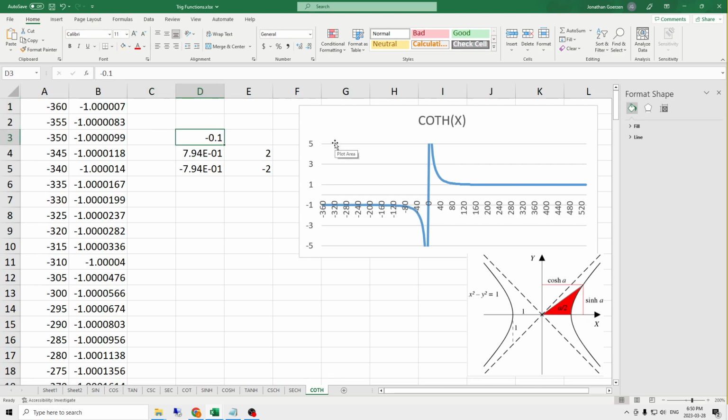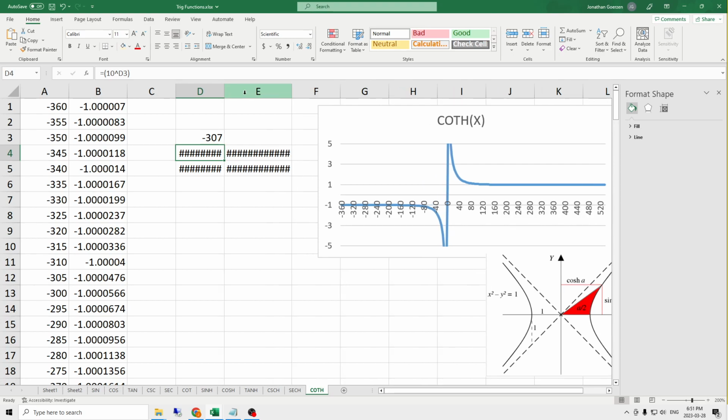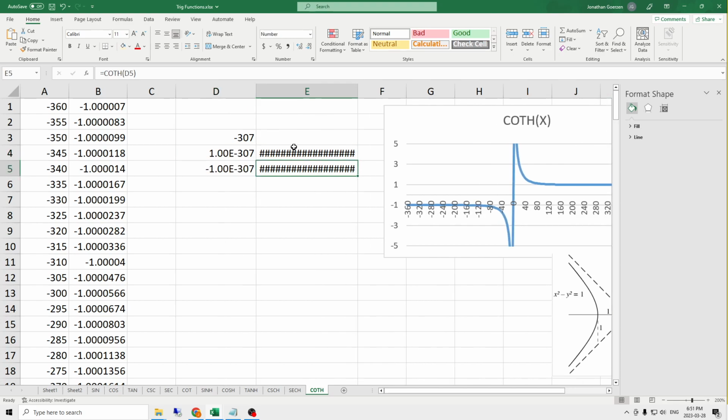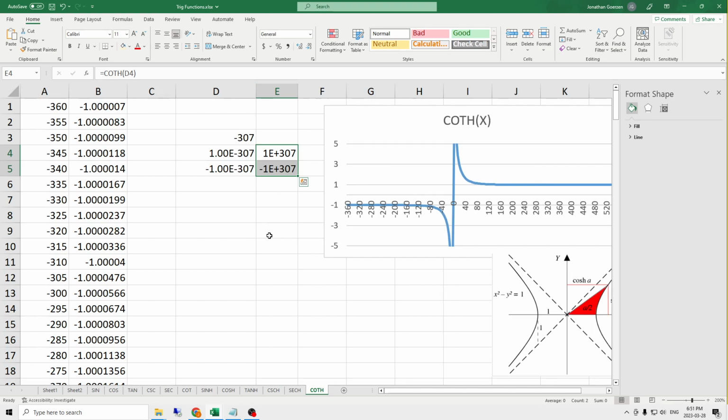So for very, very small numbers, the hyperbolic cotangent goes to infinity. If I put in a very, very small number, in fact, it's just going to blow up. Can I expand this? Oh, it's not even going to behave. It just throws me an error. There we go. Get a general format. That behaves better.